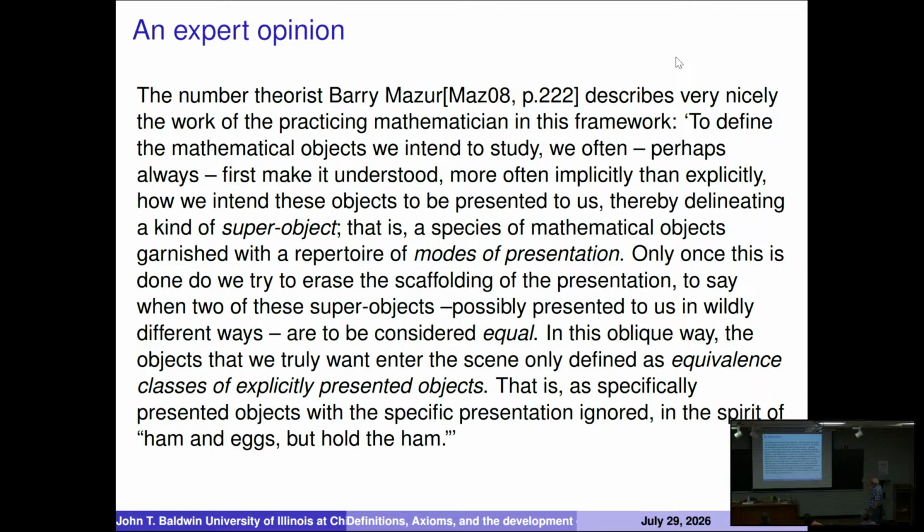Only once this is done do we try to erase the scaffolding of the presentation to say when two of these superobjects, possibly presented to us in wildly different ways, are considered to be equal. In this oblique way, the objects that we truly want to enter the scene are only defined as equivalence classes of explicitly presented objects. That is, as specifically presented objects with the specific presentation ignored, in the spirit of ham and eggs, but hold the ham. I hope that it's not too colloquial in English. If you have this thing at a restaurant where I want this, but leave something out.